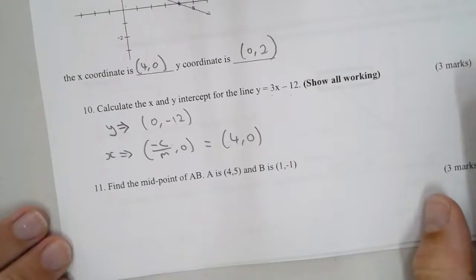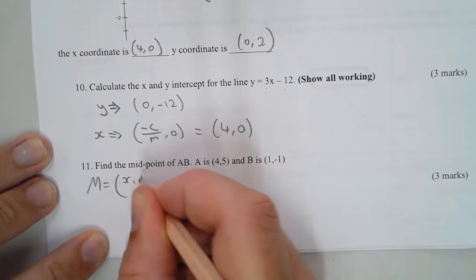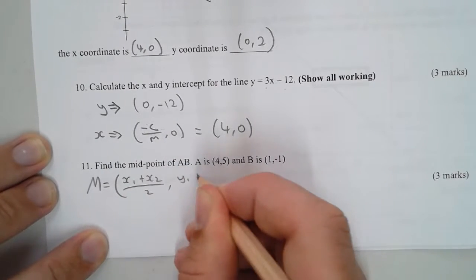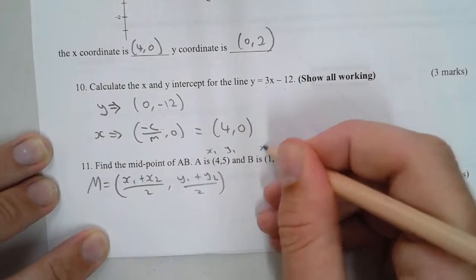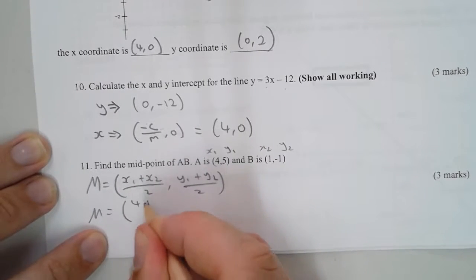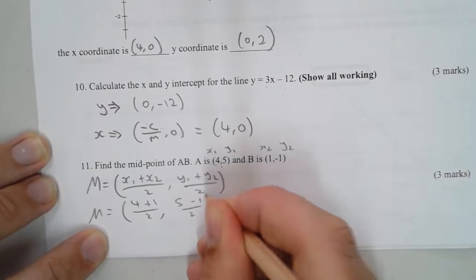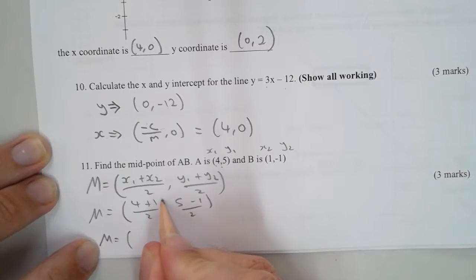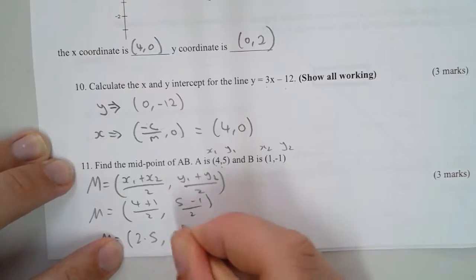11. Find the midpoint. Well, all you've got to do is use your midpoint formula. How do you find the middle of two numbers? You add them together and divide it by 2. So there's your first x, first y coordinate. There's your second x, second y coordinate. So all you've got to do is go 4 plus 1 divided by 2 and 5 minus 1 divided by 2. Well, 4 plus 1 is 5, divided by 2 is 2.5, and 5 take away 1 is 4, divided by 2 is 2. Easy. Number 12.